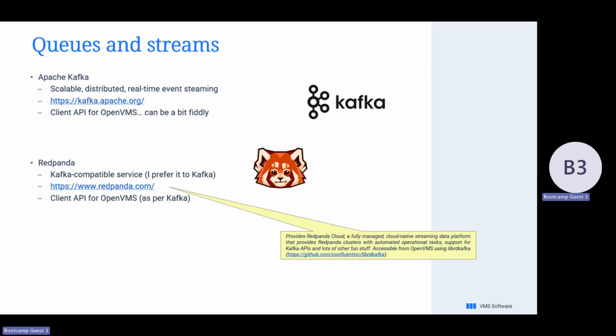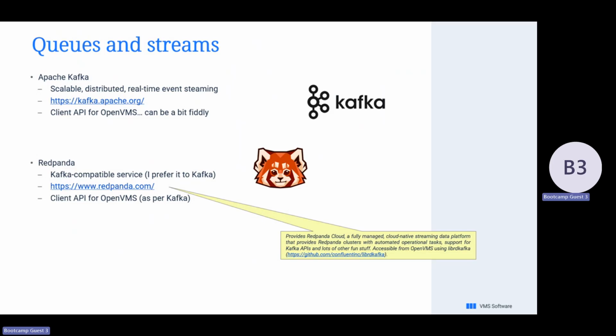But regardless, if you need to do event streaming in a cloud environment, you can do that with Kafka in your favorite cloud provider, or you can do it with Red Panda on their cloud. And all you need is the Kafka API, which we provide on OpenVMS. It probably needs an update. I'll be looking into that. But it works pretty well.